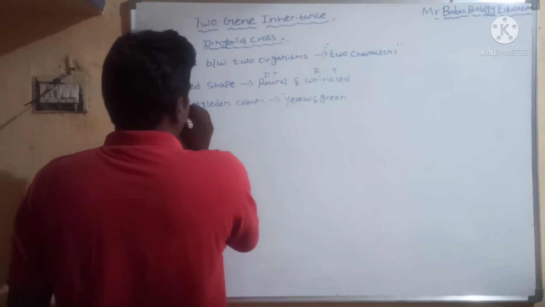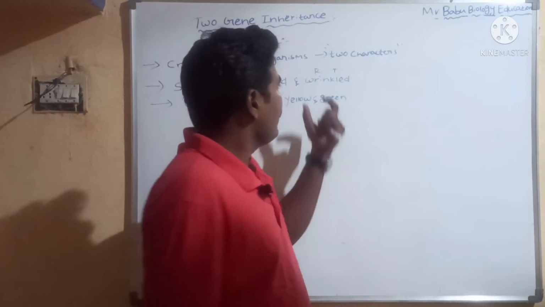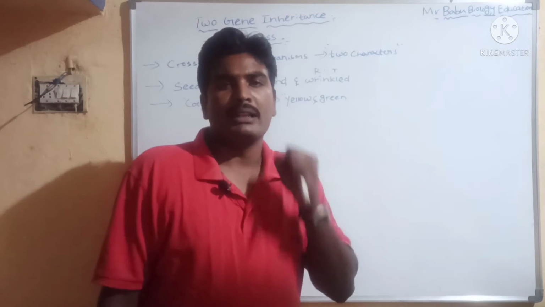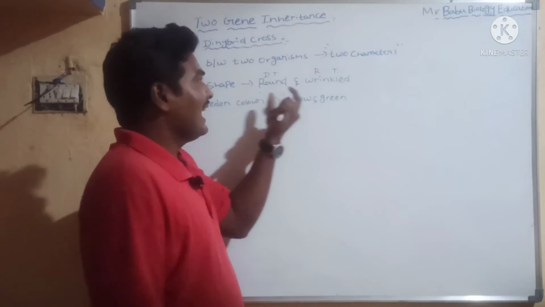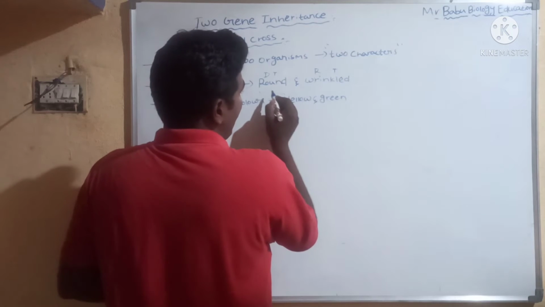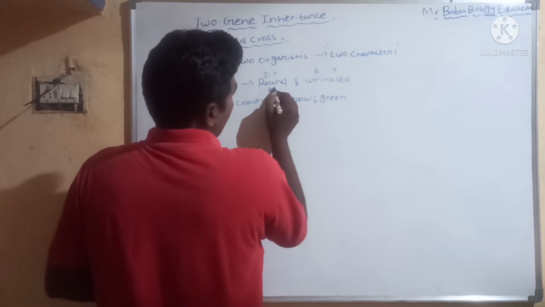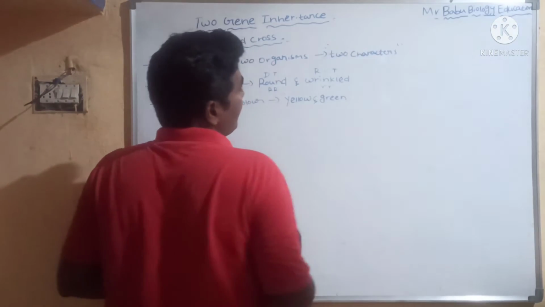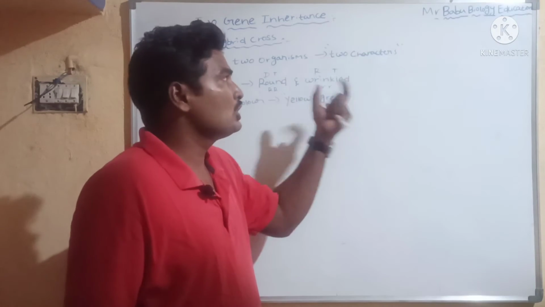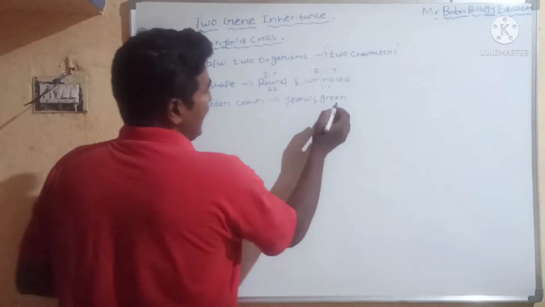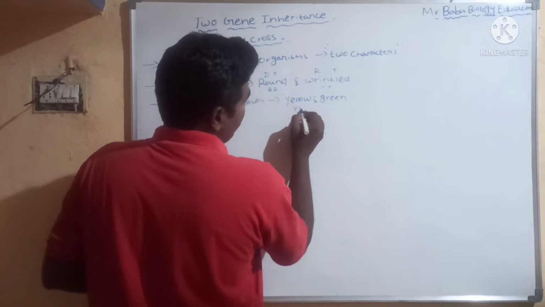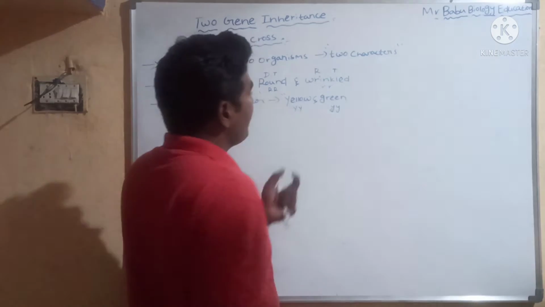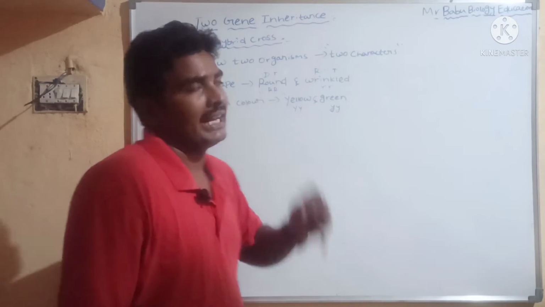For these two characters, we are using some symbols. For round we use capital R, and for wrinkled we use small r, because it is the recessive character. For yellow we use capital Y, and for green, small y.